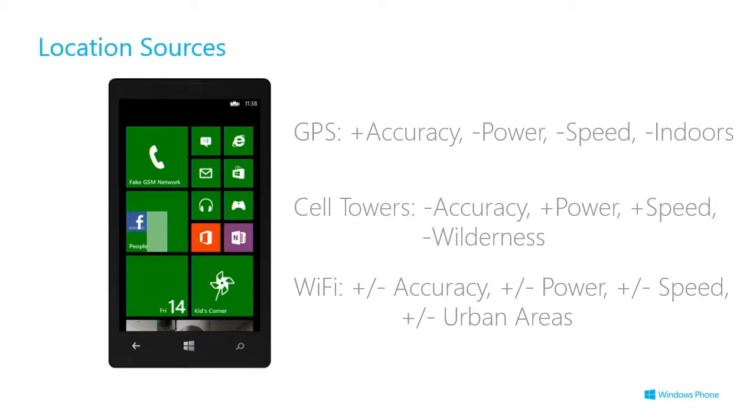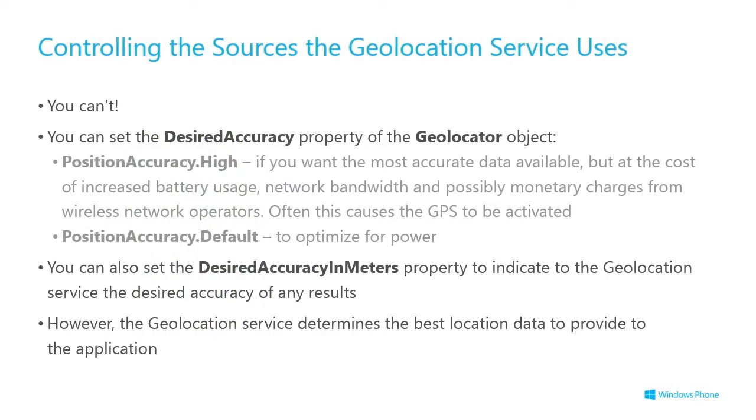Yeah, depends on circumstances as to how accurate it'll be. Maybe good, maybe not. So it's kind of in the middle in terms of the accuracy and the power and the speed, and how useful that is in urban areas. So which of those locations can you control to say, oh, okay, I only want to get such and such?